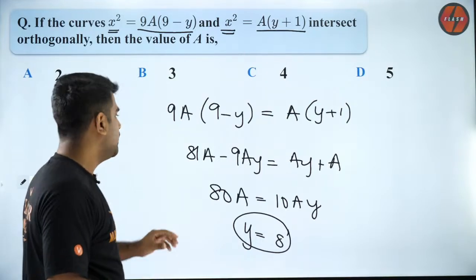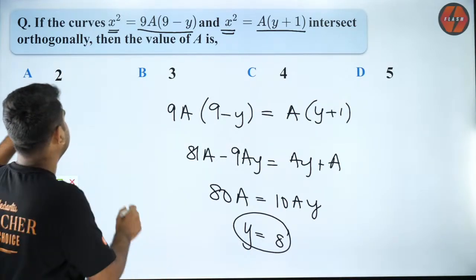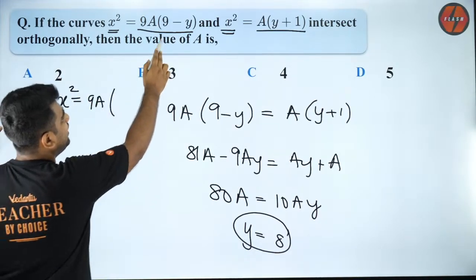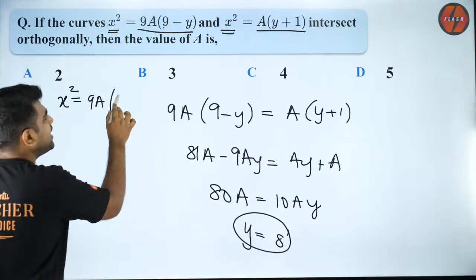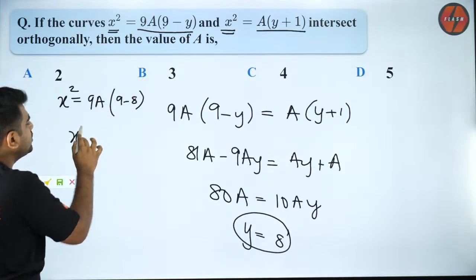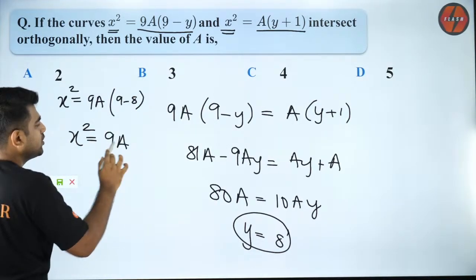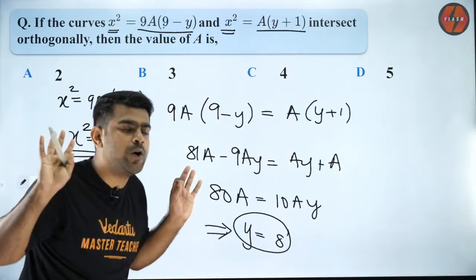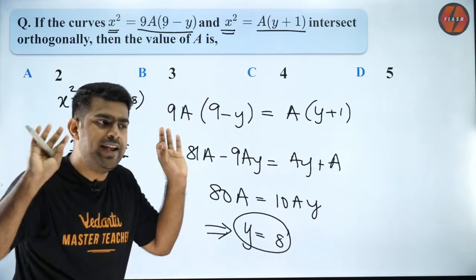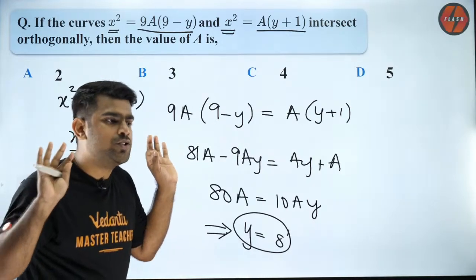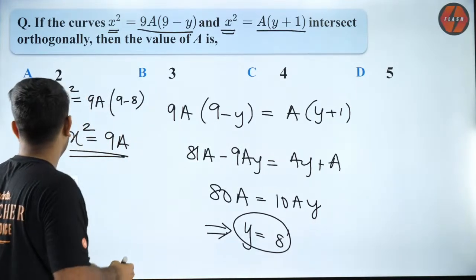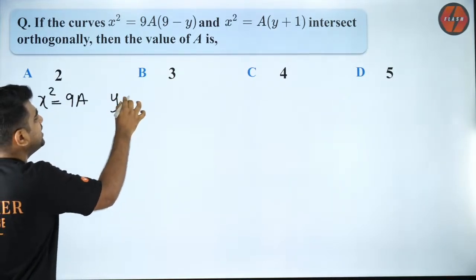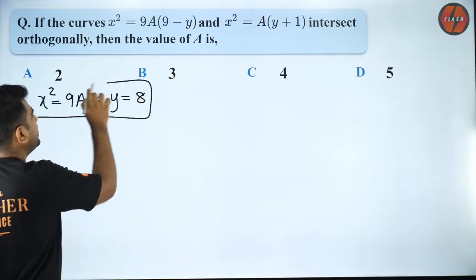Now I want to find my x. So x square is equal to 9a into what will we have? 9 minus 8. 9 minus 8 is 1. So x square is equal to 9a. So this is my x, this is my y at the point of intersection. Got it, guys? So now I will write that separately. My x square is 9a and my y is 8. So this is my point of intersection.